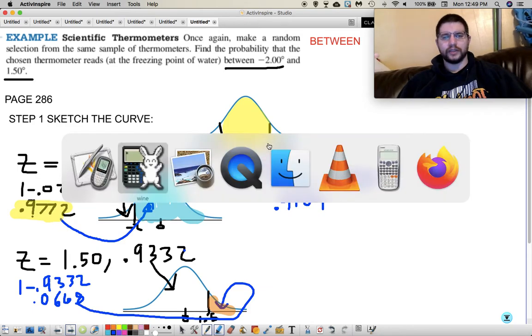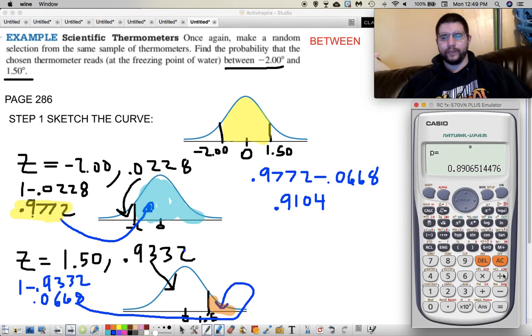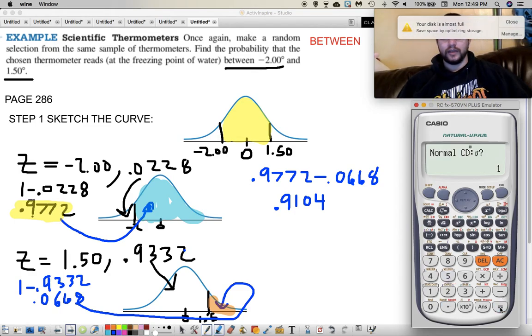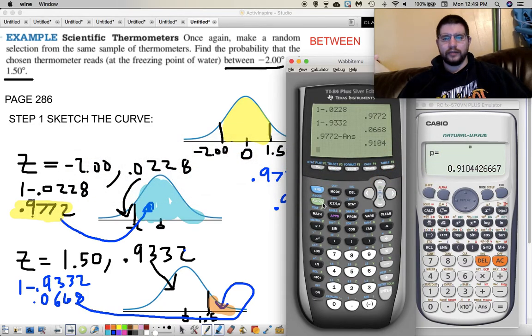Calculators, much easier. Same processes to the left or to the right. Just type it in. So lower bound, -2. Upper bound, 1.5. Standard normal, 0, gives us the probability of 0.9104. Same exact thing. For the TI, again, we're going to go to the normal distribution, the normal CDF, and I'm just going to put that in there.